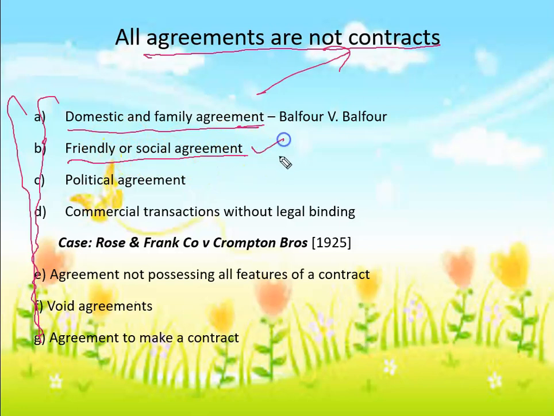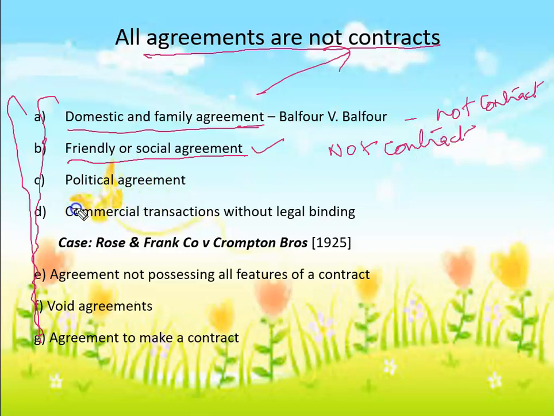Next one is friendly or social agreement. What is friendly or social agreement? Which is made between the friends in the society. When you know somebody and you make an agreement with that particular person, it's a general agreement. It's a very casual agreement. We do not want to include any kind of legality to that, right? So therefore, these kind of agreements are not contract. Again, it is not contract, right?